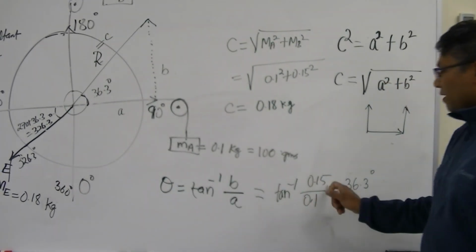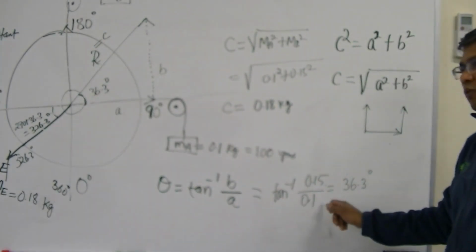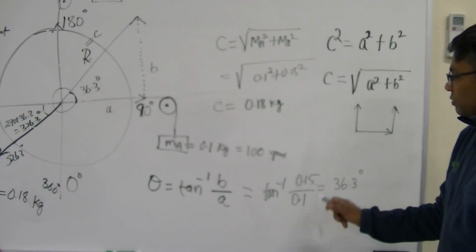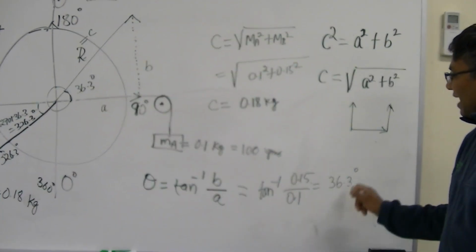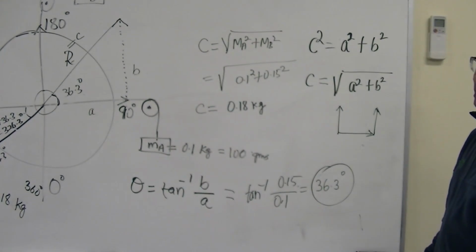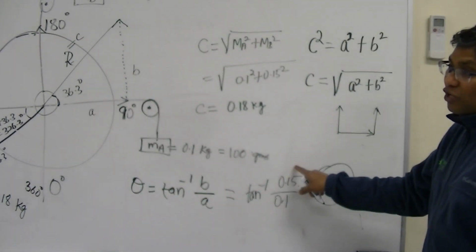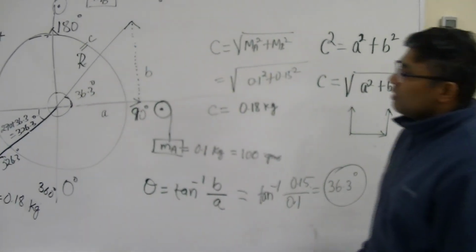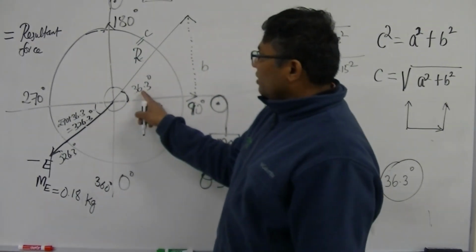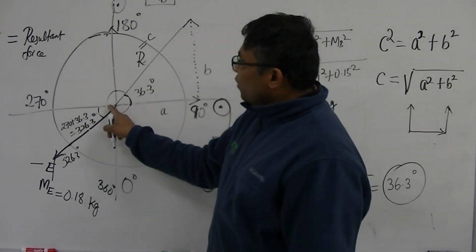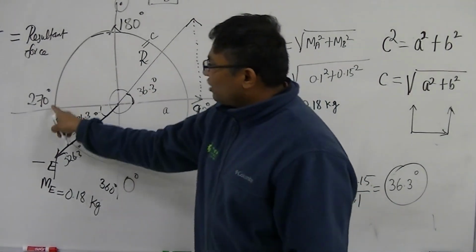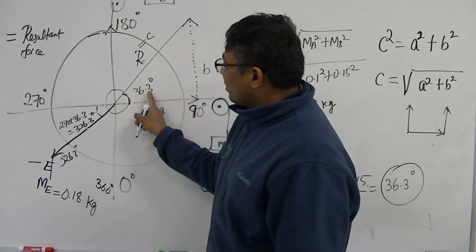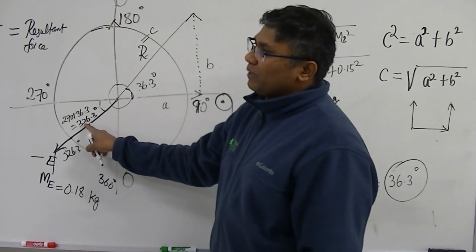B is 0.15. My A is 0.1. When I solve tan inverse 0.15 over 0.1, I got 36.3 degrees. So when you are doing this using your calculators, your calculator should be on degree mode. Once I got this 36.3, now you have to add this 36.3 to 270, because this is passing 270. So you add 36.3 plus 270, which is 326.3.